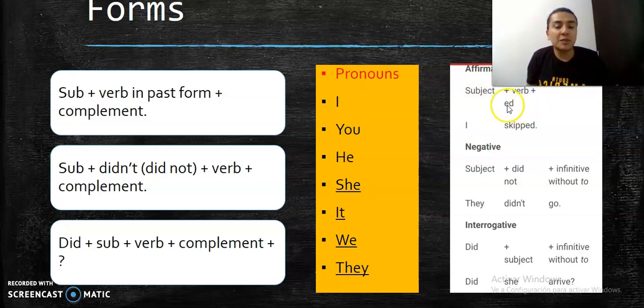Right here, we have an example of them. Affirmative, subject plus verb plus the ed ending. And I have an example right here. I skipped the negative form. They didn't go. And the interrogative, did she arrive? You see? So the verbs, they don't change in the negative and in the interrogative form. Why? Because I already have didn't for the negative form, and it's already expressed in the past, and did for the question form, which is the auxiliary. However, in the affirmative, I have to add the ed or the irregular verb.